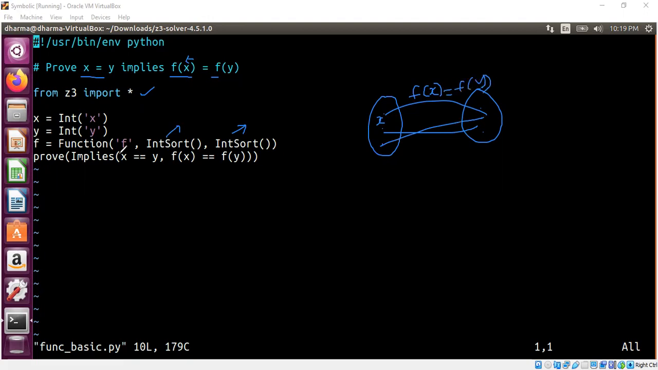How do we do that? We make a claim here. If x is equal to y, implies, in math we use only one equal, in computer programming usually we use two equals, implies f of x is equal to f of y, and we negate it. We will negate it inside the proof function. If the negation is not satisfied, that means the original theorem must be true. That is the framework we prove things in Z3.